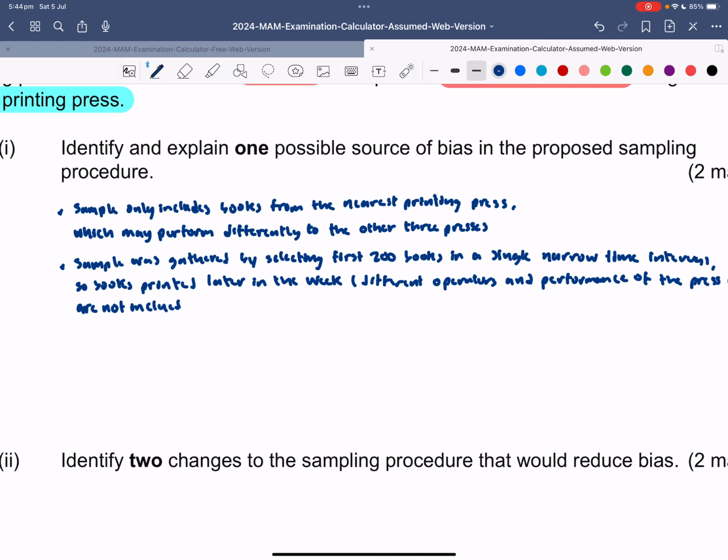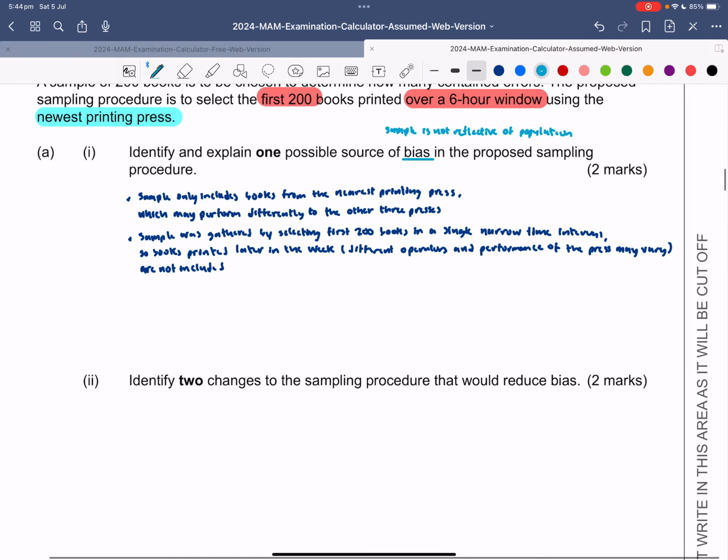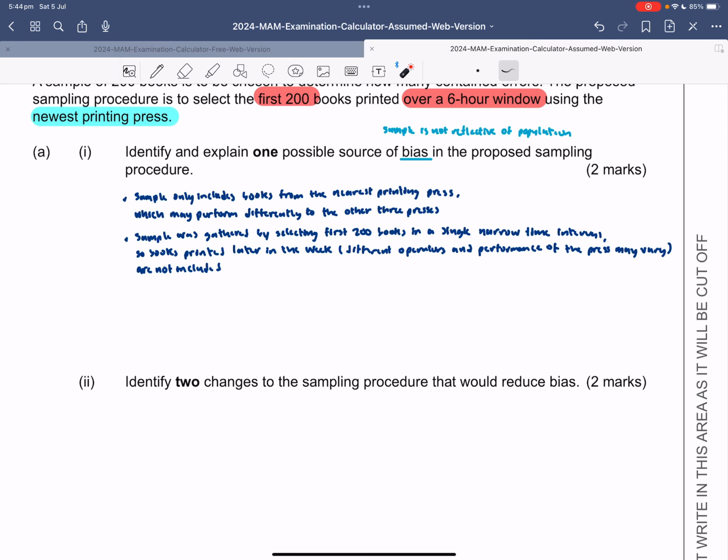Perfect. I had to explain that extra description because it says explain the source of bias. Remember, the definition of bias is when a sample is not reflective of the population. If a sample is not reflective of the population, it introduces bias. So if you are only looking at the first 200 books in that first 6-hour window, the books printed later in the week when there are different operators or the printing press may perform differently are not included, and that's clearly a source of bias.